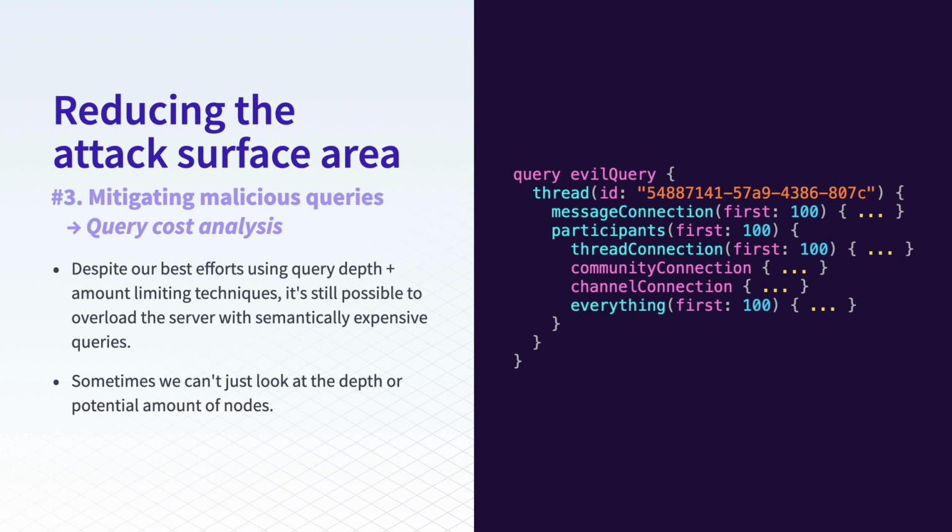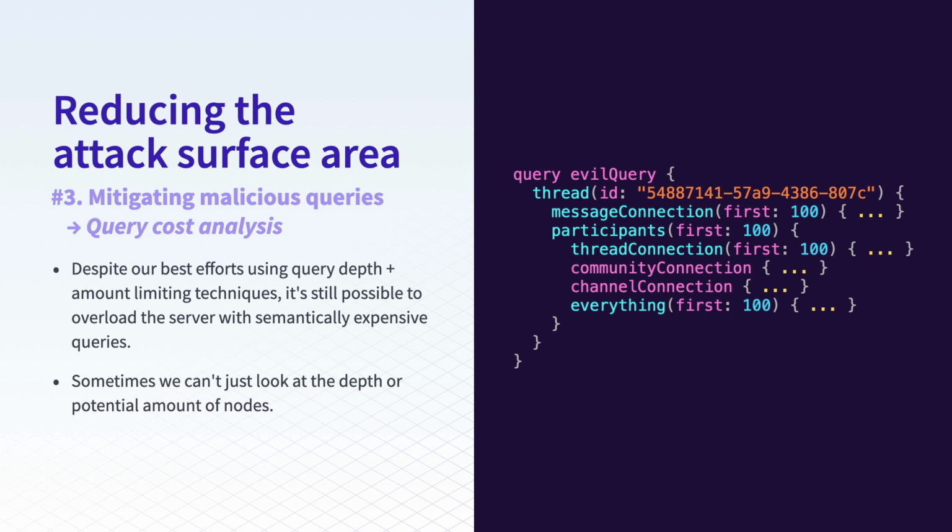In both the GitHub and Shopify approaches, it leads to the topic of something called query cost analysis, which is our next tip. Query cost analysis is a way to rank an operation's complexity, to give it an overall score, and then look at the complexity score before deciding if we should execute the operation or not. To illustrate, take a look at the query presented here on screen. Even if we use query depth and something we'll learn about later called query amount limiting, it's still possible to overload the server with semantically expensive queries.